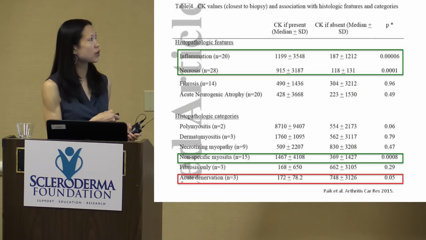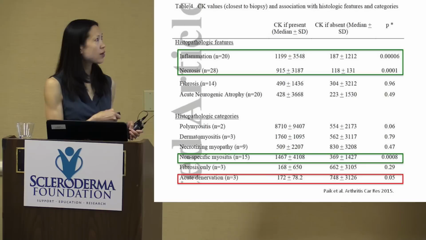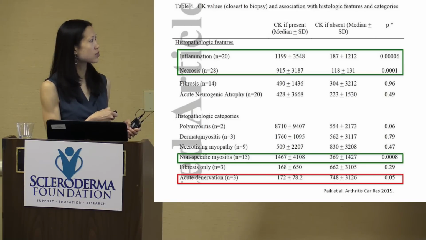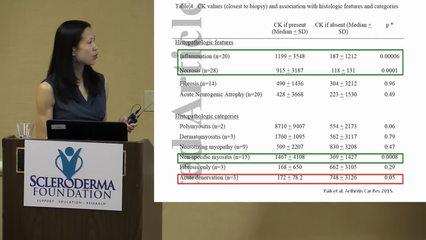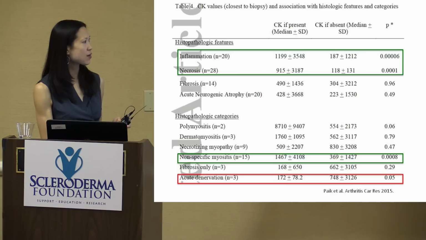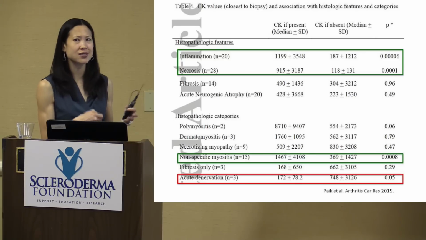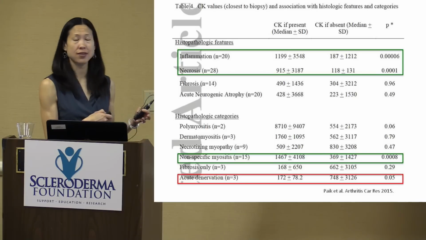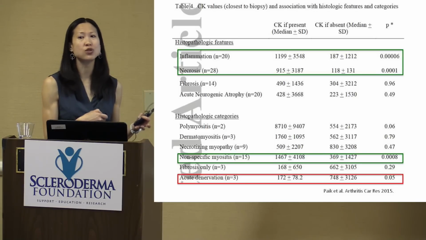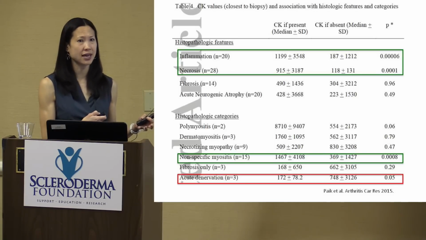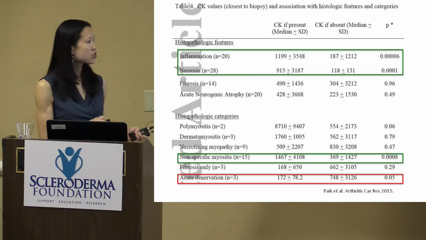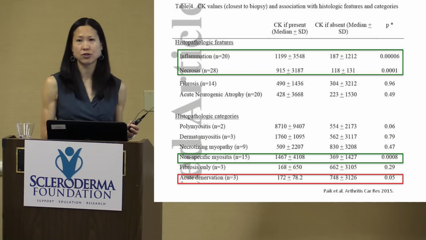Interestingly, it also correlated with the presence of necrosis. So again, high CK levels were seen when there's a lot of necrosis. Now, the other correlation with the CK test is that the non-specific myositis, where you have a little inflammation, a little fibrosis, a little dead tissue, that was the type of pathology most frequently seen when you had high CK levels present. In contrast, the nerve damage was associated with low CK levels.